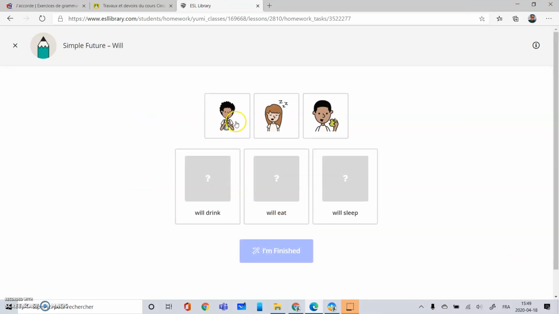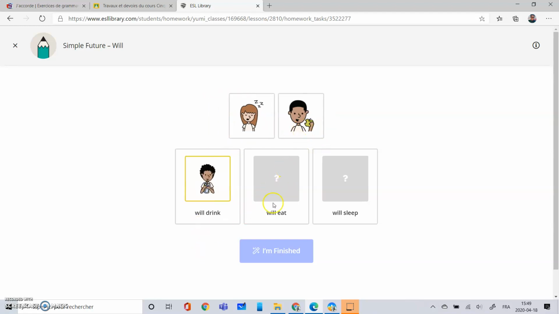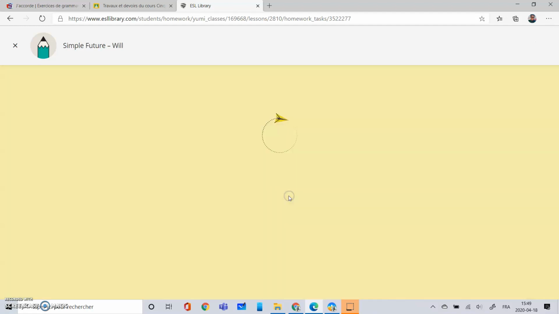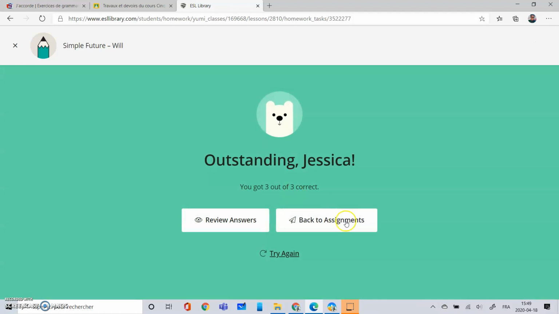The only thing you have to do is to match with the right word. So for example, will drink is the simple future. Will eat will be which one, and will sleep. This will be, and you're done with the first one.